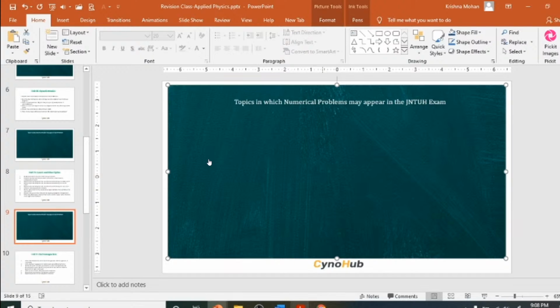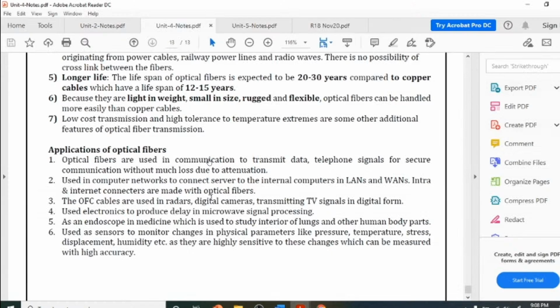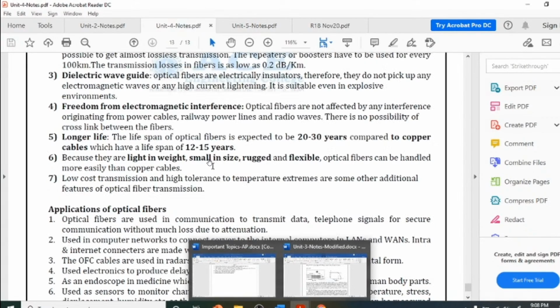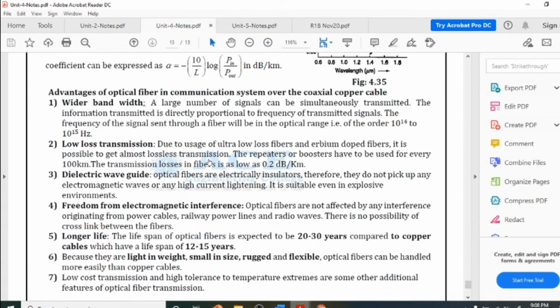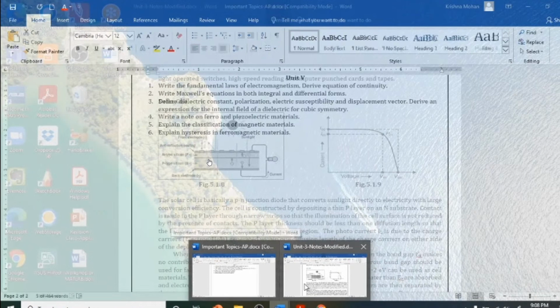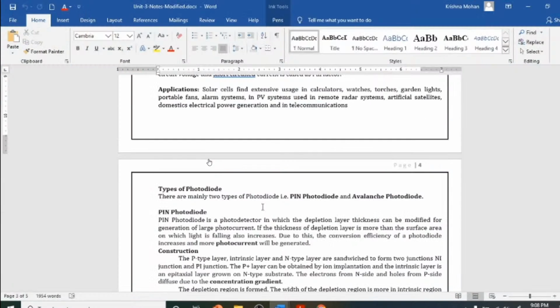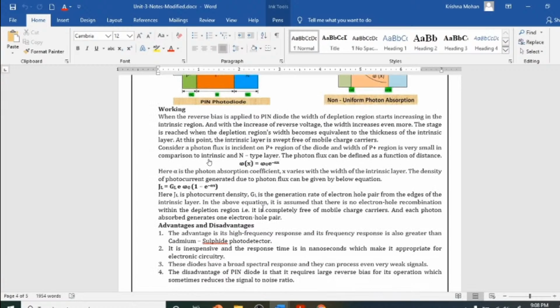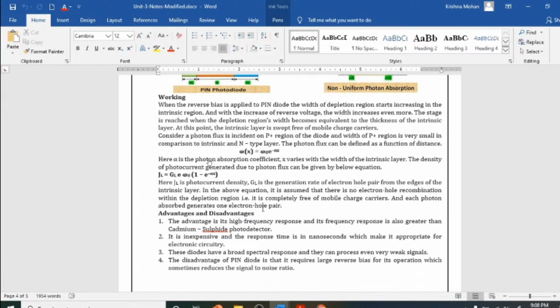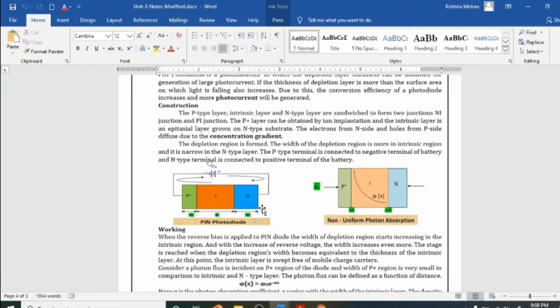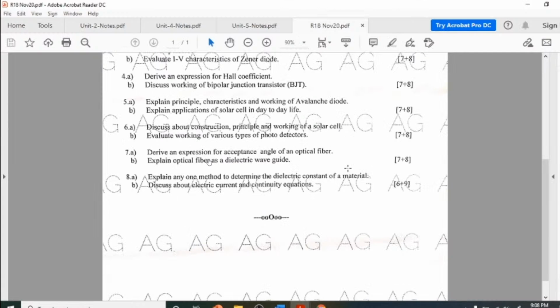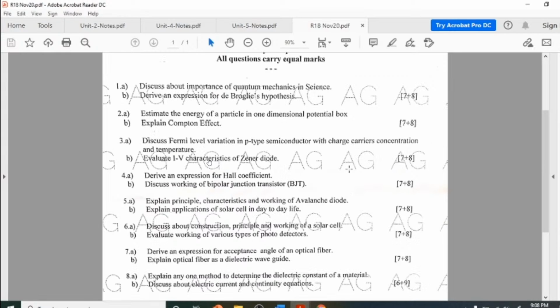Right? So this is all about the concept of our revision class, and I would open the third unit as I have told you. This is the third unit notes. You would have photodiodes also if you want to study, and this is a small unit. You can prepare and definitely write 2 questions from it. Let me remind you one more time that there will be 8 questions: 2 questions from the first unit, 2 from the second unit, 2 from the third unit, and from the 4th and 5th units there is 1 question each. Understood? 2, 2, 2 from the first 3 units.